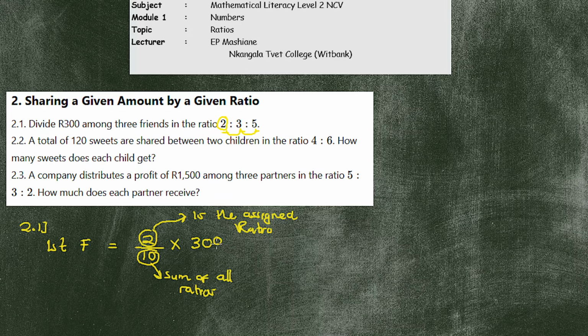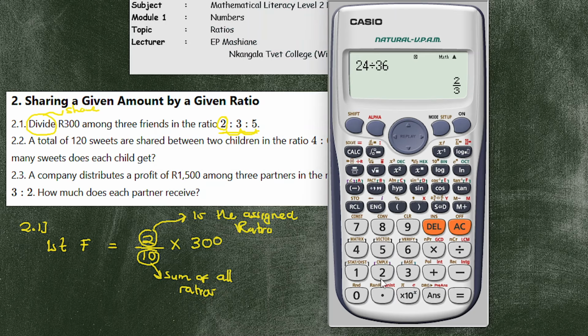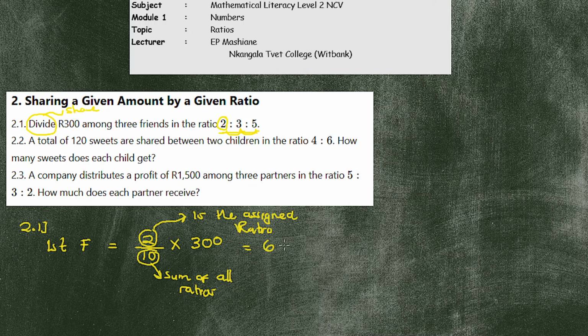When you read the question, you have to understand what is required of you and what is given. In this case, divide is another word for share. You are given a ratio. It means that you have to take the 300 and split it among the 3 friends. So let's work out the share for the first friend. That's going to be 2 divided by 10 multiplied by 300. That's 60. So the first friend gets 60 Rand.